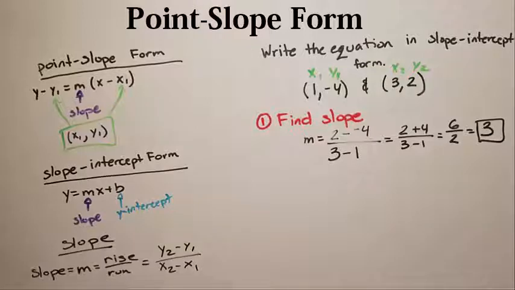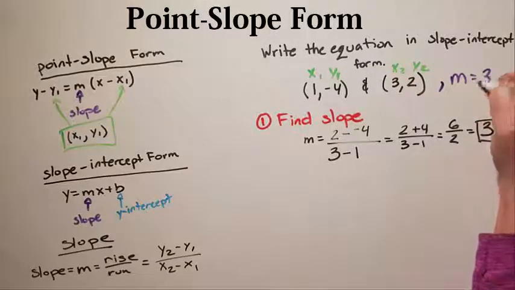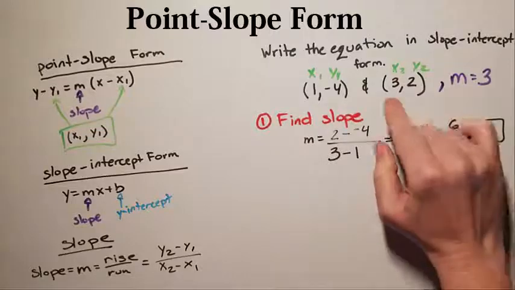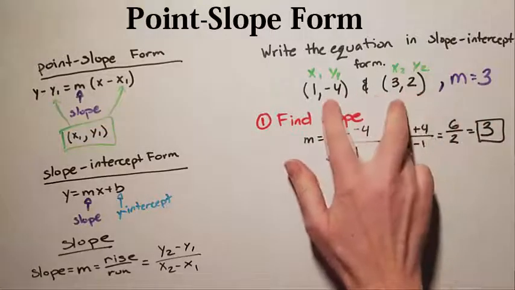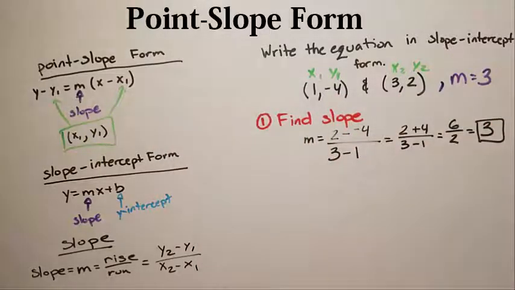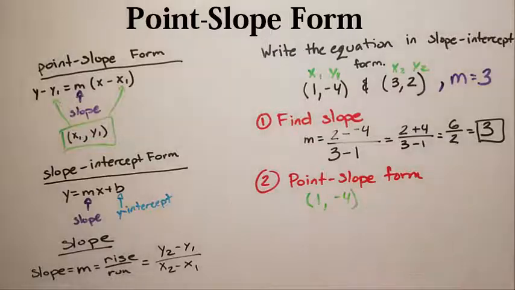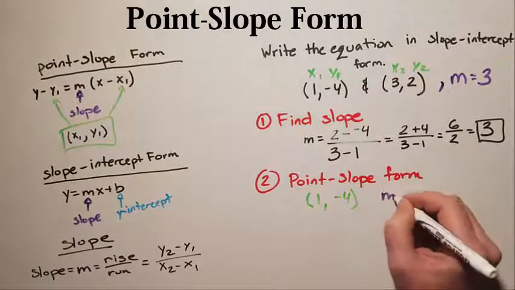So since I have this new information, I'm going to come up here and I'm going to write that my slope is 3. Now that I have a point, I have 2 points actually. I have 2 points and I have a slope. I could actually do point-slope form. You have 2 points to pick from. Just pick one of them and use that one. I'm going to pick the first one. So I have 1, -4 as my point, and I have a slope of 3.